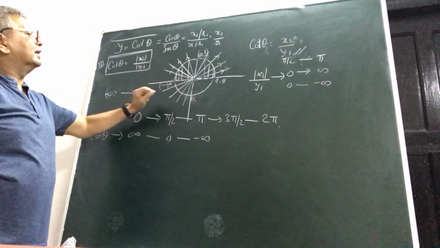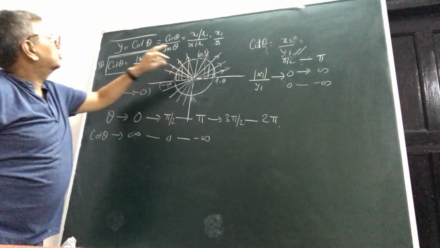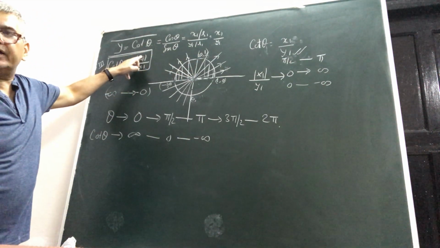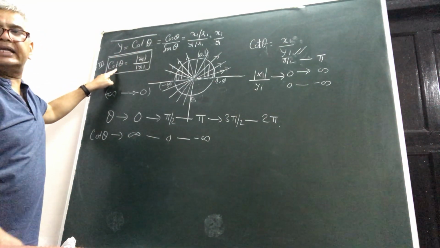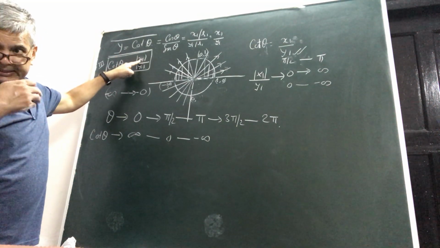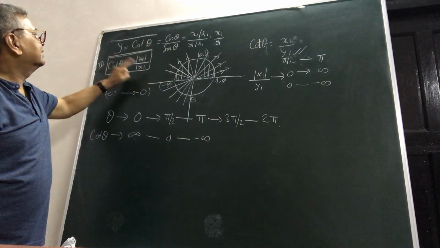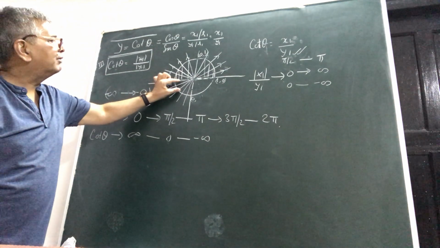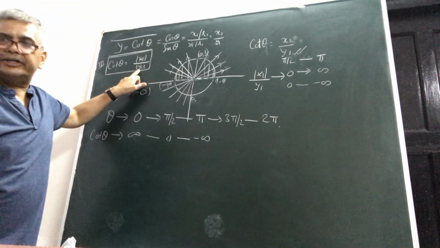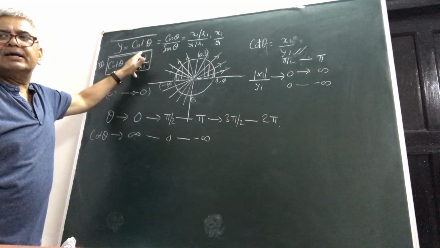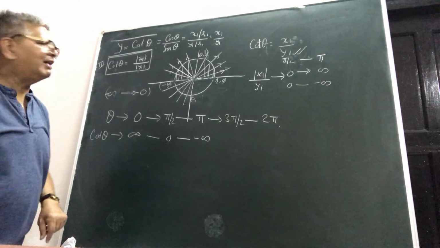So what is happening here? Mod x1 will reduce. So the numerator is reducing from where to where? From 1 to 0. So that is to say the value of cot theta will decrease. The numerator is reducing, which means the value of cot theta is decreasing. The absolute value of y1 is increasing, which means the denominator is increasing, reducing the value of the fraction, and as such both the parameters, both numerator and denominator, are working towards reducing the value of the fraction.